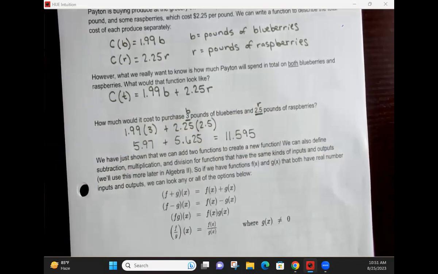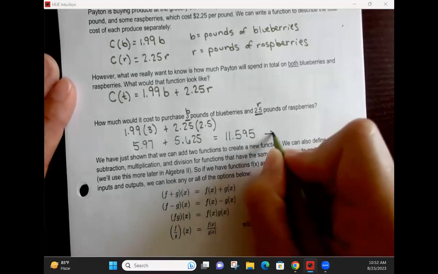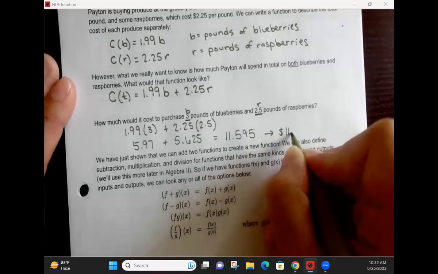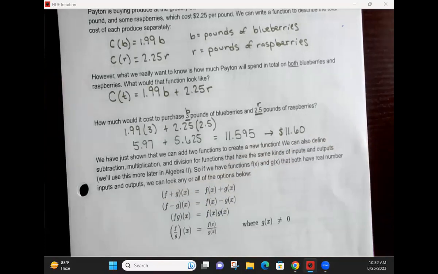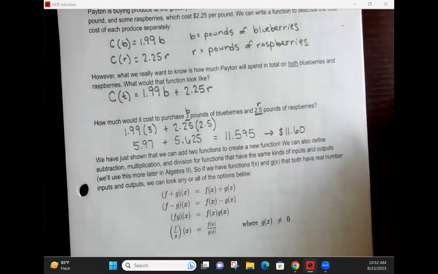Now there is one issue for this particular example with the answer that I got. Why is this not going to work? Yeah, we're talking about money, right? And we do 2 decimals for money. We have to round to the nearest penny. So this would actually be $11.60, right? Only 2 decimal places for money.